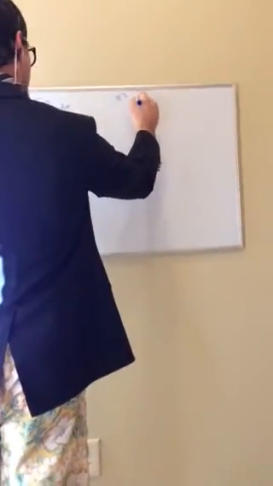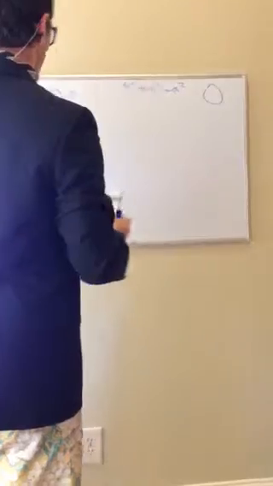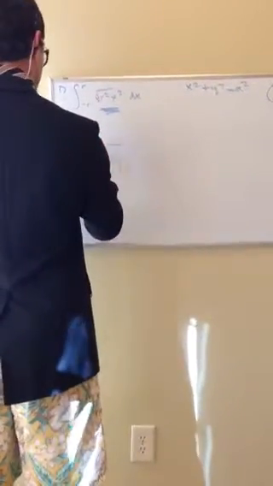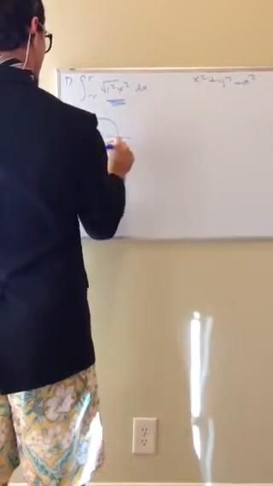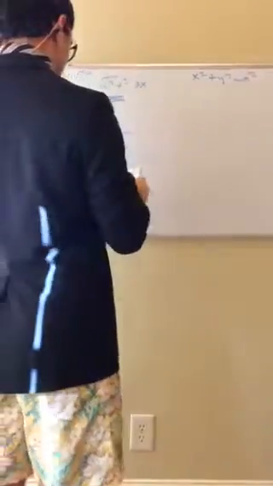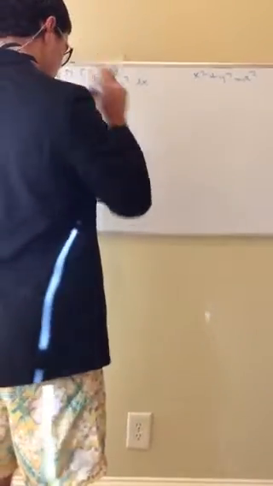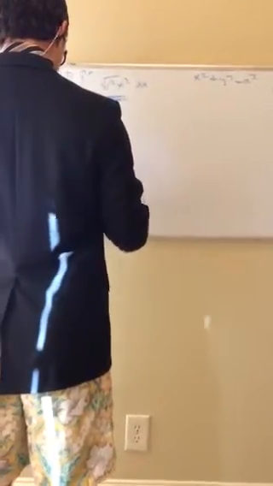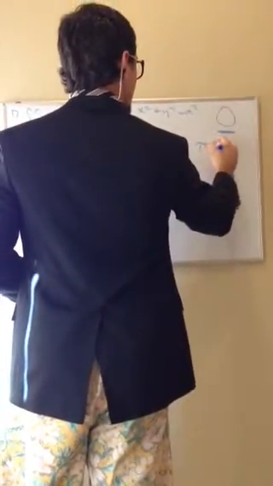x squared plus y squared equals a squared gives us a circle. So, if we look here, we know that the graph is going to look somewhat like this. And since it's from negative r to r, that gives us our range. And when calculating the area for a circle, we use pi r squared.